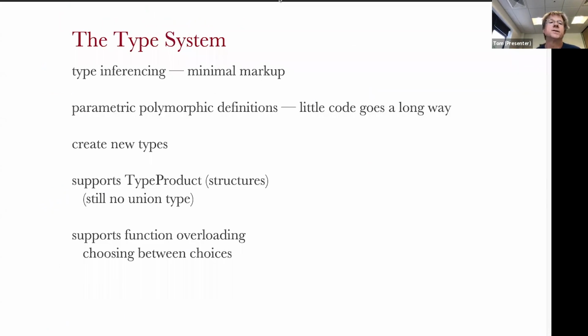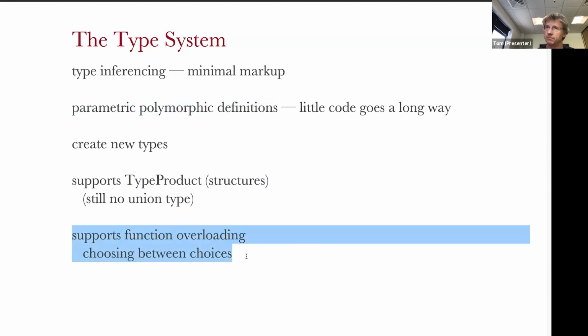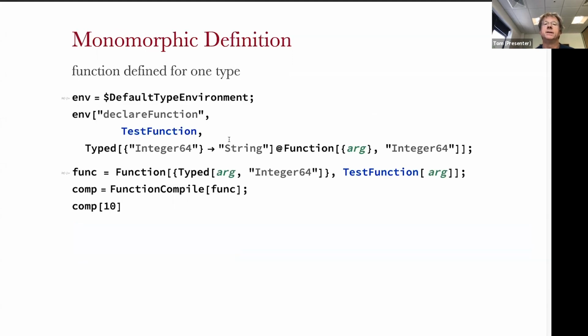Right. So now I want to talk about the type system. The idea is we have a type inferencing system with minimal markup. We support what we call polymorphic definitions, so a little bit of code can go a long way, and we can create new types. We have a way of creating structures, but not a union type. We also support function overloading, with a good way to choose between choices. And I'm going to give some demonstration of this.